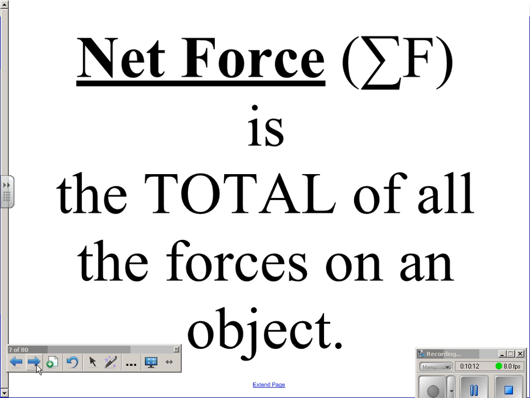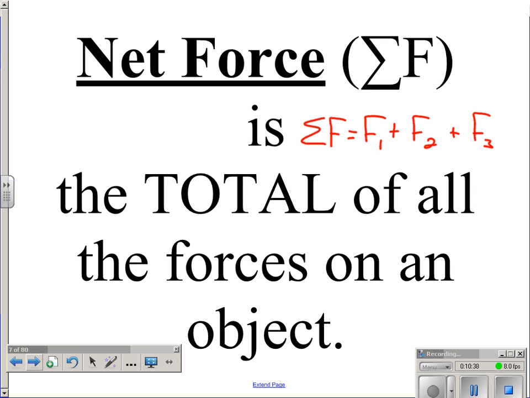All right. So here we go, net force. This is going to be a huge concept this chapter. So that is why I've taken a whole slide to write this down. Net force is the total of all the forces on an object. Okay. So if you want to find the net force on an object, what you're going to do is you're going to list all of your forces. So maybe you've got force number 1 and force number 2 and force number 3. To calculate net force, you just add them all up.